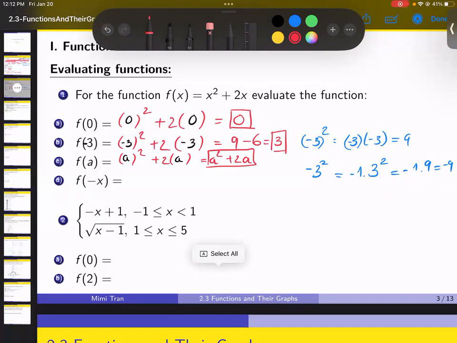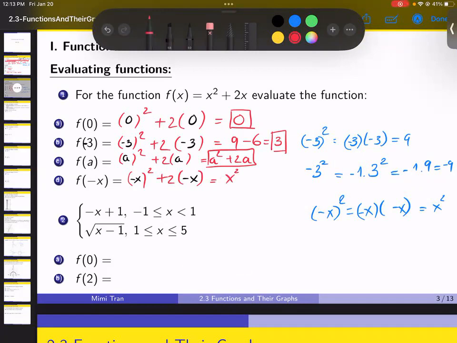All right, let's plug it in. What's negative x parentheses squared? x squared, right? Because negative x parentheses squared is negative x times negative x, which is positive x squared. So x squared, and then 2 times negative x is negative 2x.